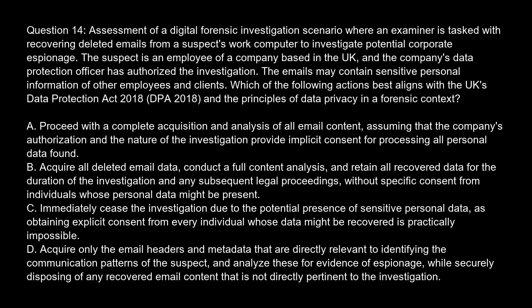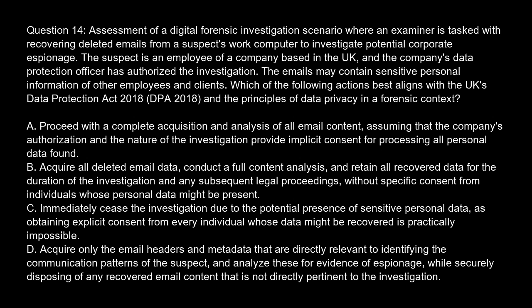Option A. Proceed with a complete acquisition and analysis of all email content, assuming that the company's authorization and the nature of the investigation provide implicit consent for processing all personal data found. Option B. Acquire all deleted email data, conduct a full content analysis, and retain all recovered data for the duration of the investigation and any subsequent legal proceedings, without specific consent from individuals whose personal data might be present.